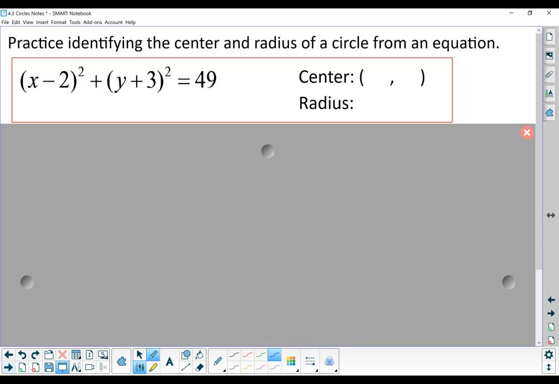Okay, so before we graph any more, I want to practice just identifying the center and radius of the circle from the equation. So here's our first circle. We would have a center at (2, −3). Make sure you do a sign change for both of those center coordinates. And then the radius, remember this is r squared, so the radius here would be 7.